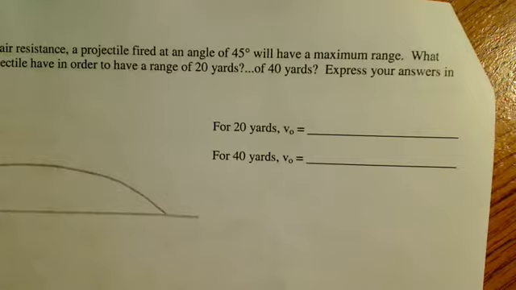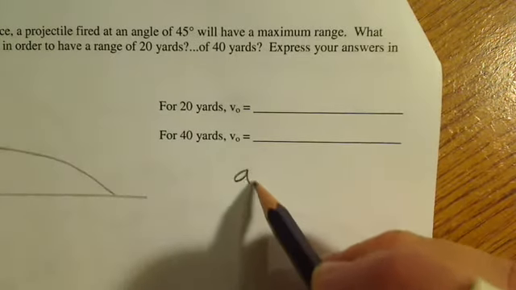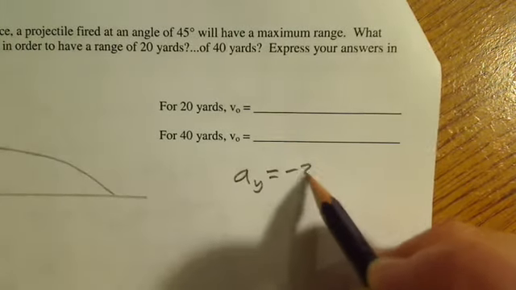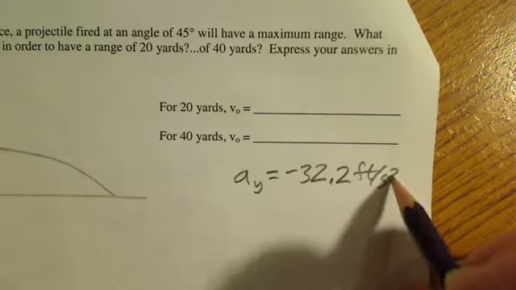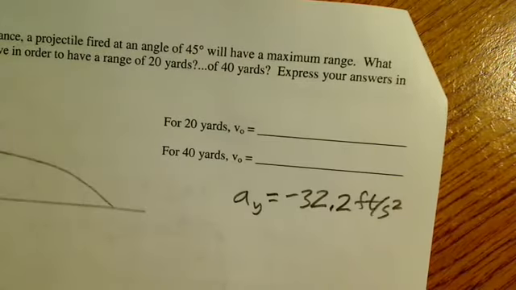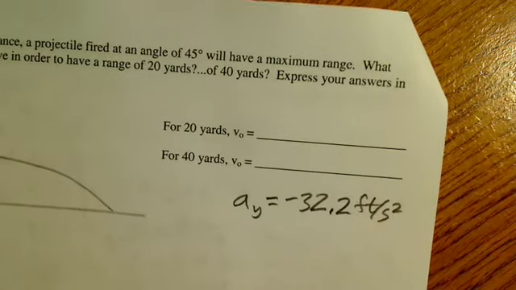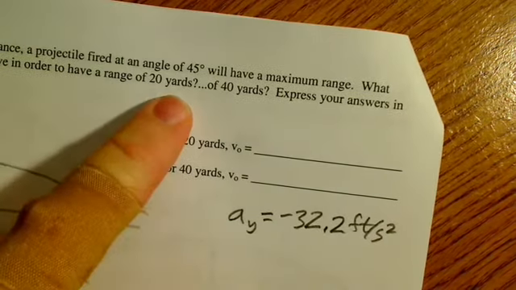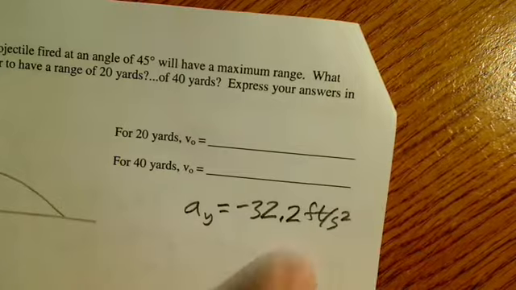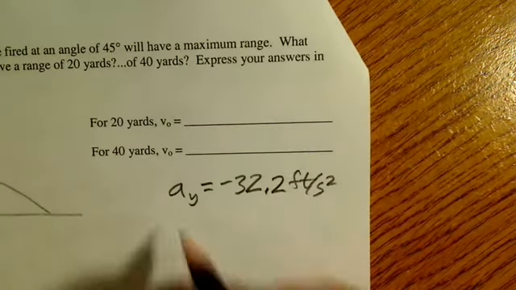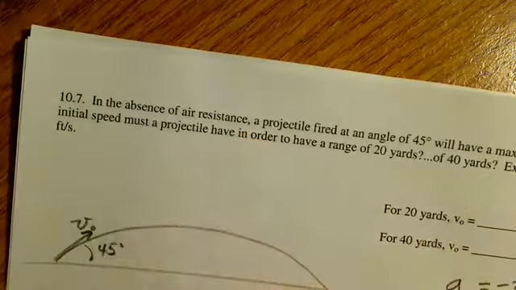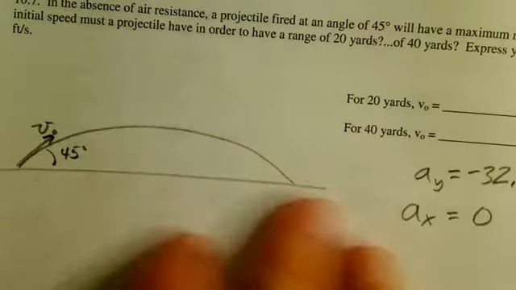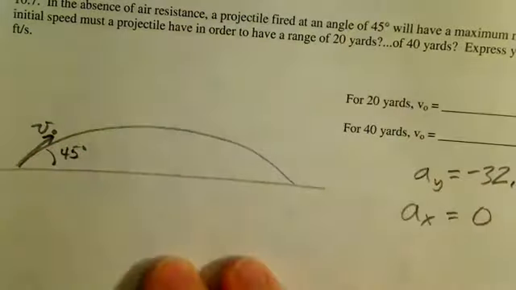And let's go ahead and just use that the acceleration in the y direction is negative 32.2 feet per second squared. So why do I use that rather than negative 9.8 meters per second squared? The answer is because it says yards here, so feet seems to be a better choice. Also, we can say that the acceleration in the x direction is equal to 0, because in projectile motion free of air resistance, the only acceleration is in the y direction.